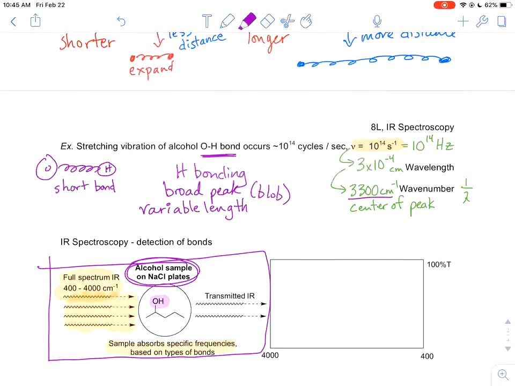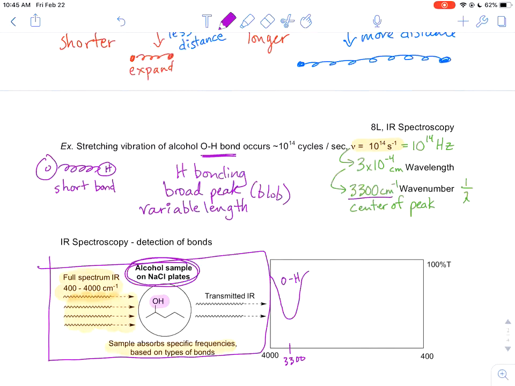Now, obviously there's more than just the OH bond on there, but the OH one is very, very obvious. You get this big old blob, like if this was around 3,300, you get a big broad peak right there, and that we would assign to the OH group, and that lets us know that we have an alcohol in our compound.